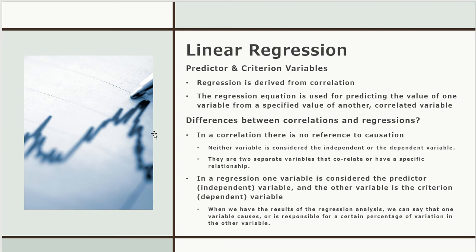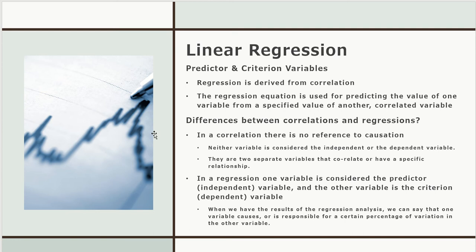However, there's a difference between correlations and regressions. In correlation, you cannot claim any causation between the two variables. There is no one variable that is an independent variable and another that is a dependent variable. But there is some kind of relationship between the two variables. It's just not clear what it is.